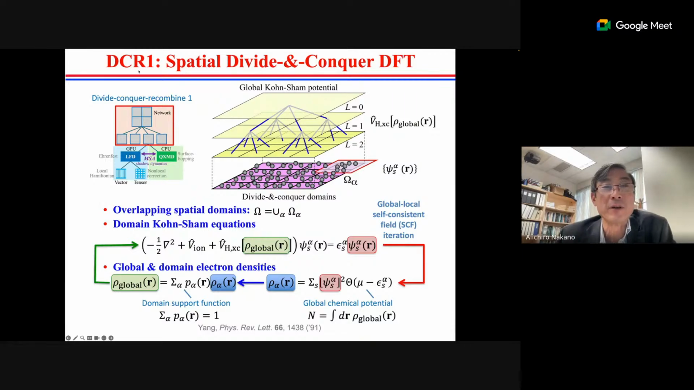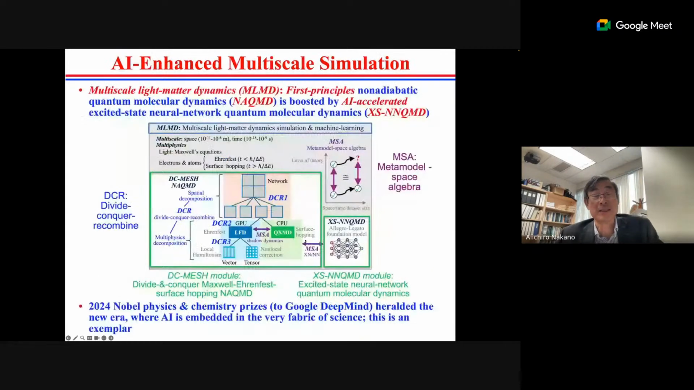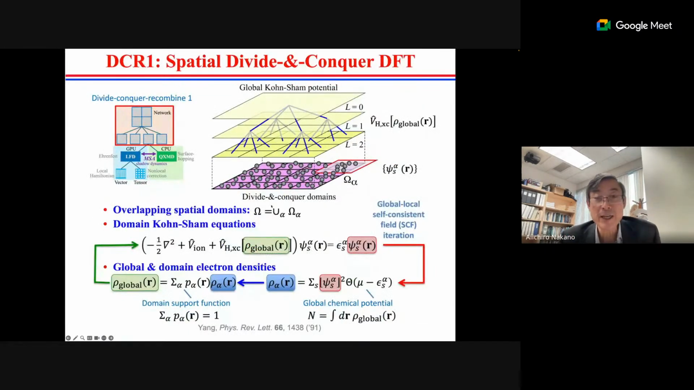The first level of divide-conquer-recombine is the spatial divide-and-conquer density functional theory. In divide-and-conquer density functional theory, the total space omega is the union of overlapping spatially localized domains omega alpha. Within each domain, we solve the so-called quantum equation to obtain the local electronic or quantum wave function. But the Hamiltonian operator operating on this local wave function depends on the global potential, which depends on the global electron density. The global density in turn is the sum of the local densities, and the local density is the sum of the local quantum wave functions. So this is a self-consistency. We determine the local quantum wave functions and the global potential in a global-local self-consistent field fixed-point iteration.